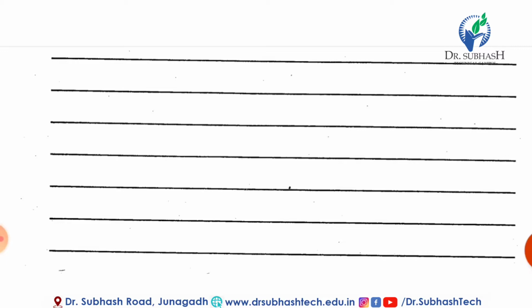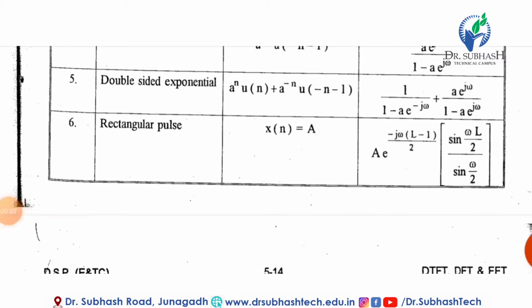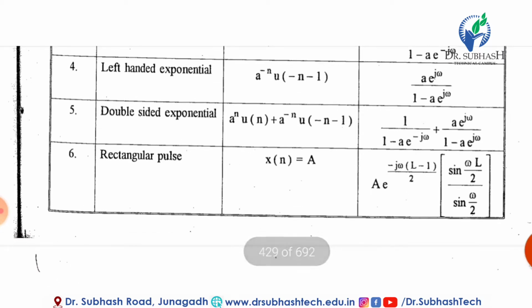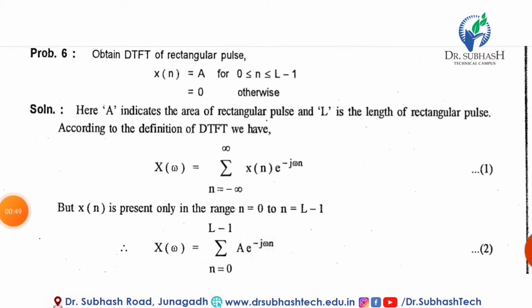In the previous lecture, we just introduced the Fourier transform and also found the Fourier transform of some standard signals. The last topic of standard signals is the rectangular pulse. Up to the last lecture, we had the rectangular pulse x of n equal to a. The remaining part we cover in this lecture. So the question is: obtain the DTFT of a rectangular pulse.